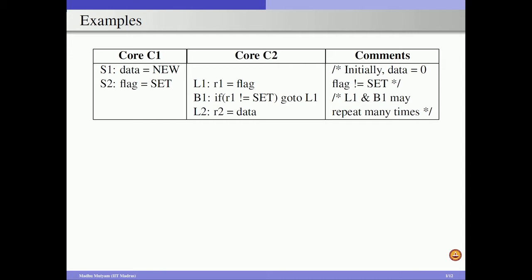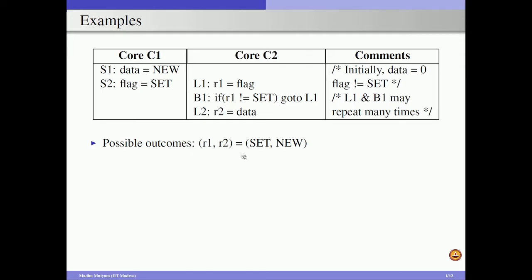So, as a programmer, when we write this piece of code, our expectation will be: if load 2 is executed, that indicates that this branch condition is false. The branch condition being false indicates that R1 is equal to set, which indicates that the flag is equal to set. So, as a result, when flag is equal to set, then automatically the first store instruction should have been completed. That means the data should get a value new. So, in that scenario, R2 should get a value new. Now, we will see what are the possible outcomes we will get.